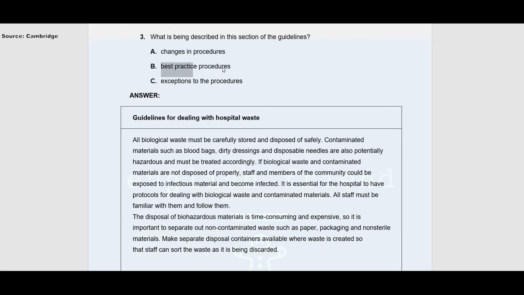Option B, best practice procedures. Yes, that can be right, because like I said before, here they are talking about how this waste disposal and storing can be made much more time efficient and cheaper. So they might be talking about the best practice here. We cannot confirm it because we have not gone through option C. Let's go through option C as well. It says exceptions to the procedures. Again, can you find any exceptions mentioned here? There are no exceptions to any procedure, so that's clearly not a right answer. So answer here is B.